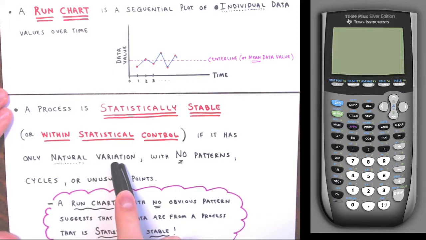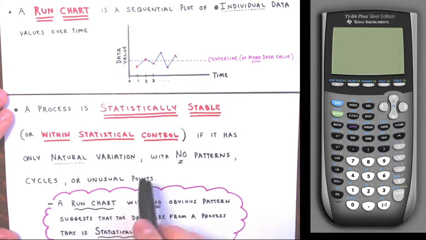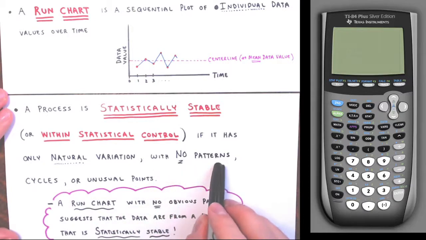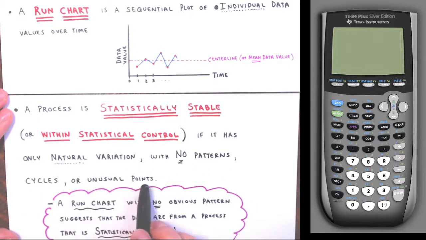It's naturally random, with no patterns, no cycles, no unusual points. I don't want to see patterns, cycles, or unusual points, meaning very high points or very low points compared to the rest of the data, in my run chart or a control chart. Because basically I don't want to see stuff that wouldn't naturally occur. Patterns do not occur naturally.